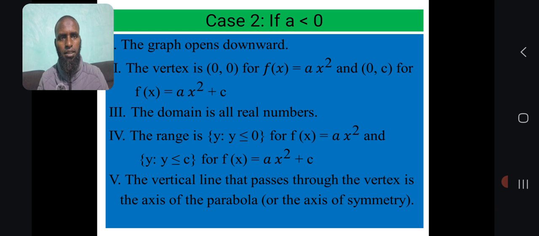When we see the second case, the first case we have seen, the second case, if a is less than 0, the graph opens downward. We saw that if a is greater than 0, the graph opens upward. Then the vertex is (0, 0) for f(x) = x² and (0, c) for f(x) = x² + c. The same thing applies here.